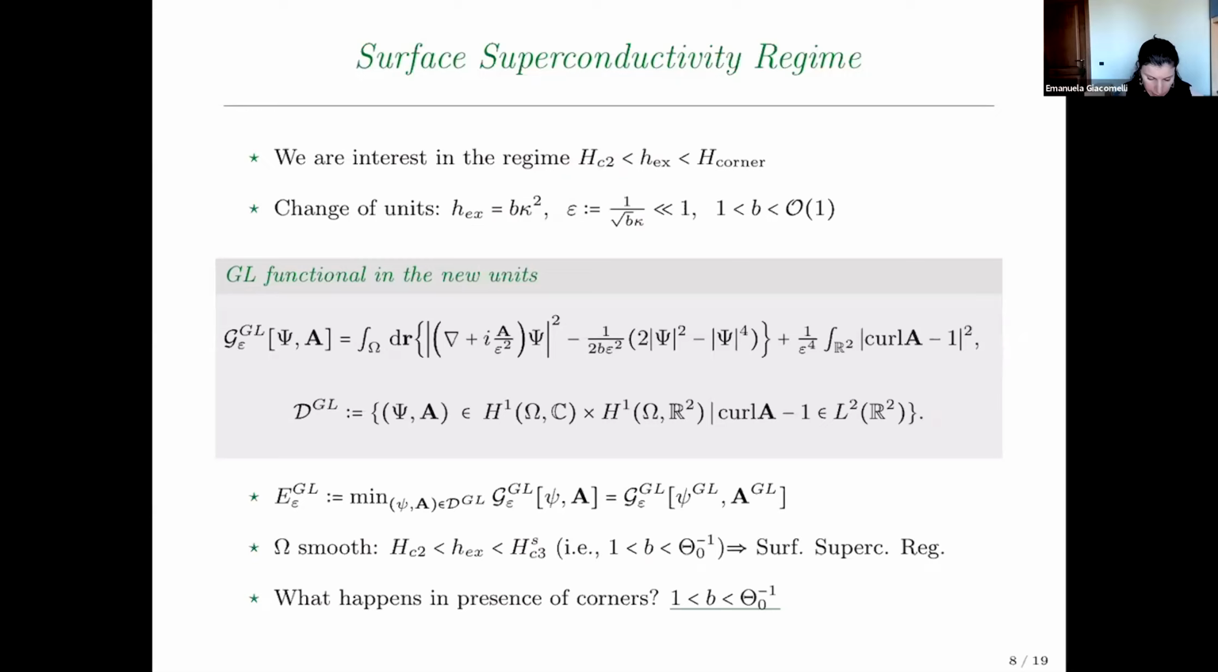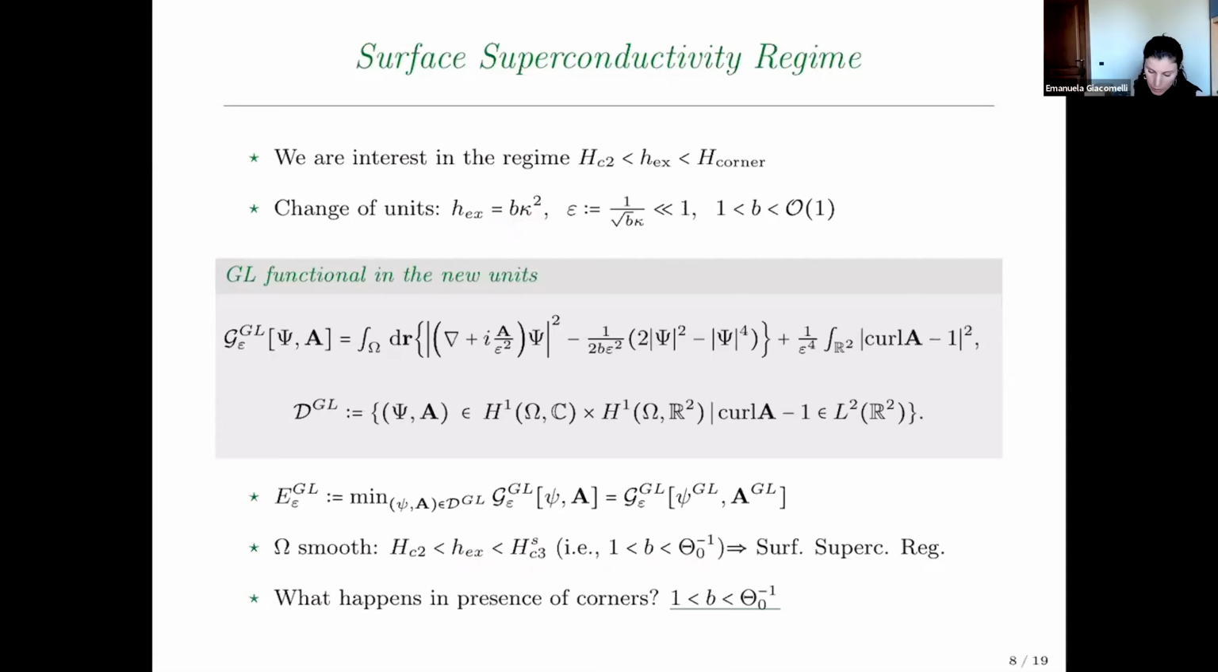And now there is just some notation. By E^GL_epsilon, I denote the minimum of this functional in this domain, and by psi^GL, A^GL, I denote any minimizing pair. Let me recall what I told you before: if omega is smooth, then there is a surface superconductivity regime in the case in which H_ex is between HC2 and HC3, which means that B, the parameter we have here now, is between 1 and theta_0^{-1}.